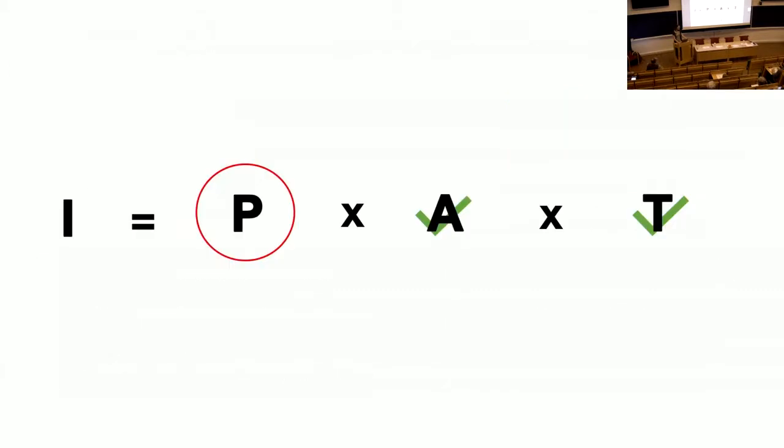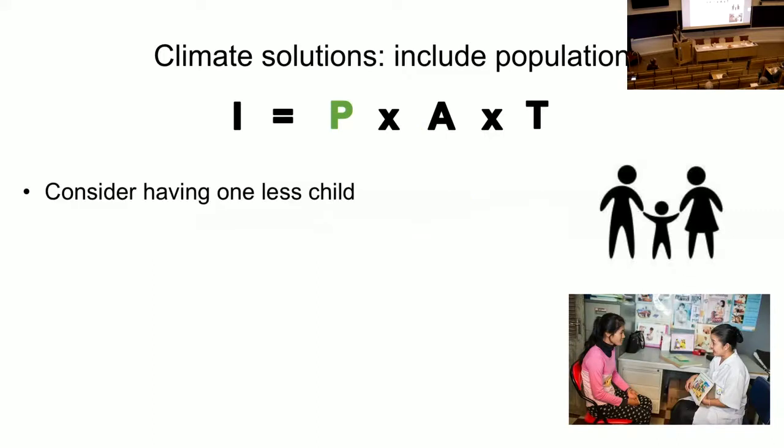So solving climate change will require a truly integrated approach that addresses all of the drivers and utilizes all options: technology, economy, or affluence and consumption, but also population. So then I guess the remaining question is, how can we include population in a climate change response? Well, first of all, I think that everyone can consider having one less child. That is the most impactful individual action that you can take for the climate.